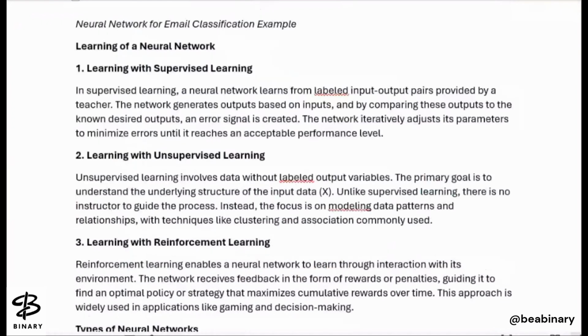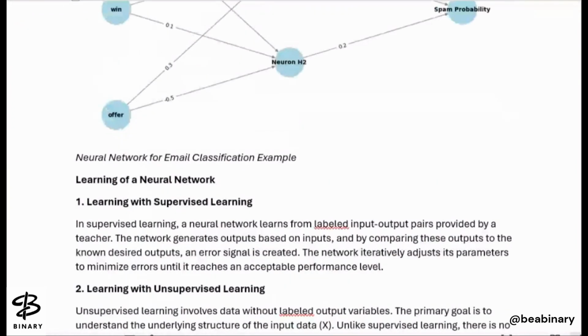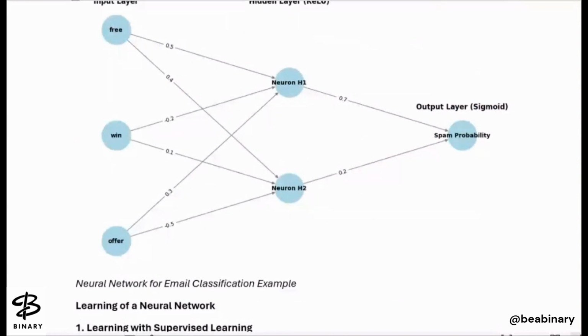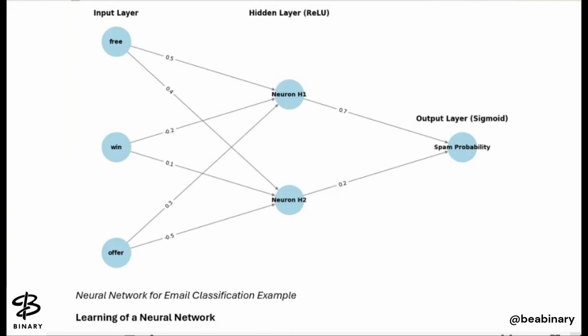Simply, this is how we can define it with the help of an email classification example, and the spam probability function can be included in your assignment question also. So you need to understand what the input layer can be. The input layer can be free, where the probabilities are 0.5, 0.4; win is minus 0.2, 0.1; offer is 0.3, minus 0.5. The hidden layer has two neurons, H1 and H2, which are calculated based on the input layer, giving 0.7 and 0.2 with the help of a sigmoid function. The spam probability will be calculated in the output layer.